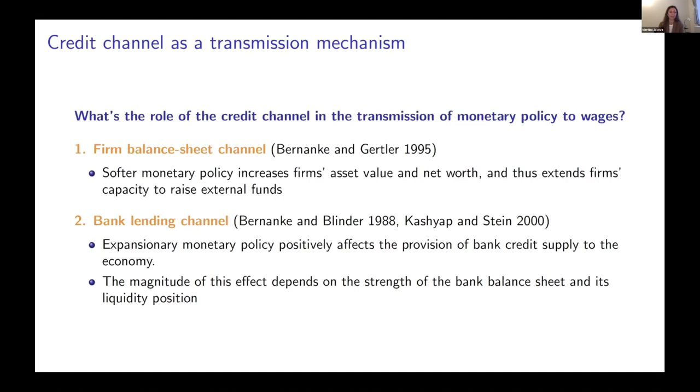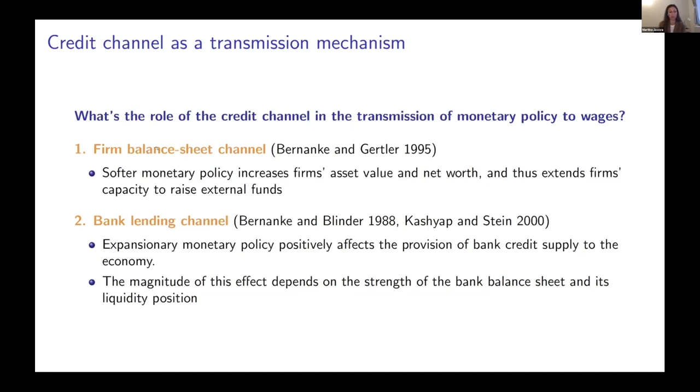One is the firm balance sheet channel, Bernanke-Gertler, which argues that softer monetary policy increases firms' asset value and net worth, and thus extends firms' capacity to raise external funds. On the other hand, you can also think about the role of credit through the bank lending channel. This is basically either the work of Bernanke-Blinder or Kashyap-Stein. This work has been arguing that expansionary monetary policy positively affects the provision of bank credit supply to the economy. And if we think about the heterogeneity on the bank credit supply, the magnitude should be larger for the banks which have either the poorer balance sheet health or are less liquid.